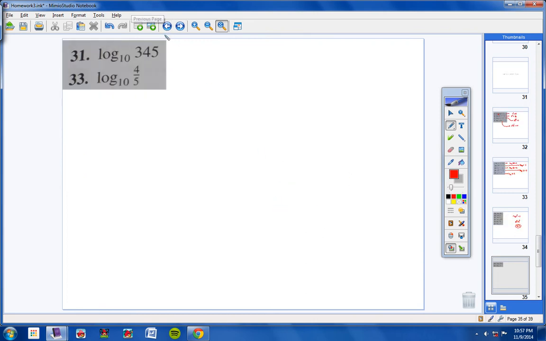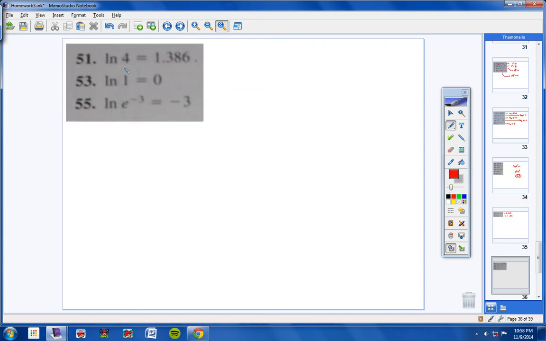These are calculator problems, so grab your calculators real quick. The log of 345 would be 2.538. Now remember, guys, you can only use this button here on your calculators when it's a base 10. Has to be a base 10. Alright. This next would be log of 4/5. 4 divided by 5. Make sure the 4/5 is in parentheses. Hit enter, and you'll get this for an answer: negative 0.0969. Alright, moving on.